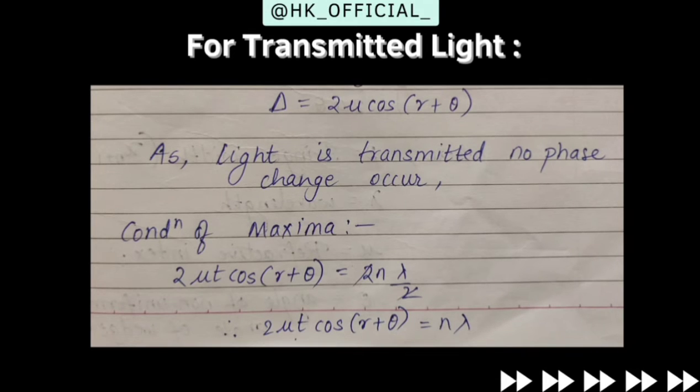So here what will be our condition of maxima? Remember, the condition of maxima is 2n lambda by 2. But here, you don't have to add ± lambda by 2. Just consider 2 mu t cos(r + theta). Equate it with the condition of maxima, that is 2n lambda by 2. Then simplify. Nothing is there to simplify. Just cancel 2 and you will get the final condition of maxima, that is 2 mu t cos(r + theta) is equal to n lambda. The condition of minima which we considered before in the wedge-shaped film is now the condition of maxima in transmitted light, same as in thin film.